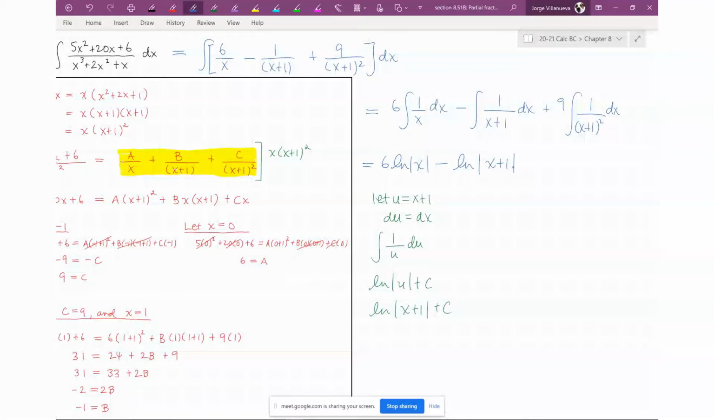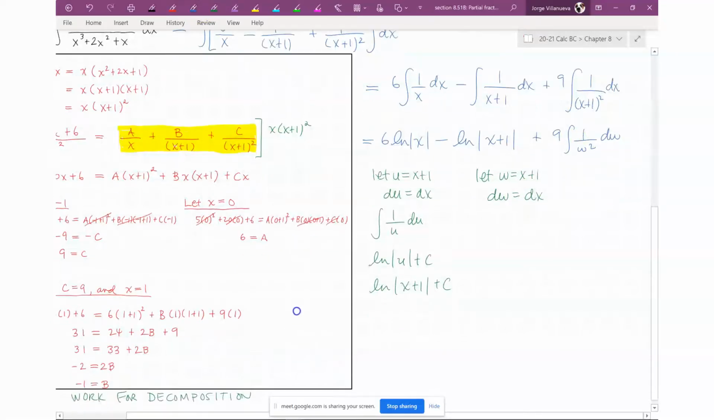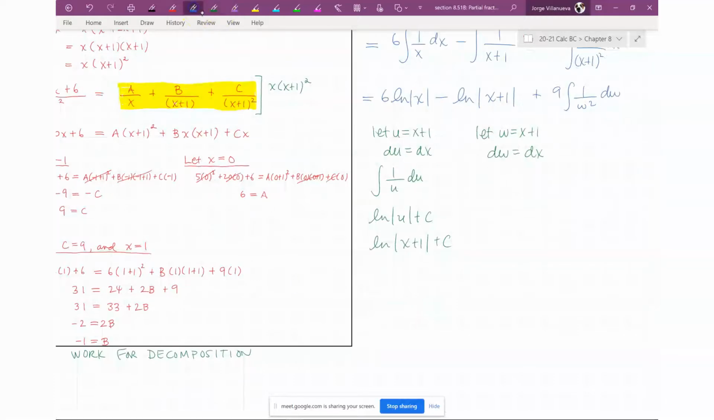The last part for us right here, it's just basically a u substitution again. Okay, so let's use w. Let w equal x plus 1, so dw is dx. So this is 9 integral 1 over w squared dw. Okay, so I'm going to kind of skip a little bit here.